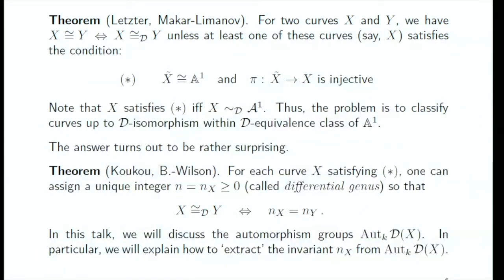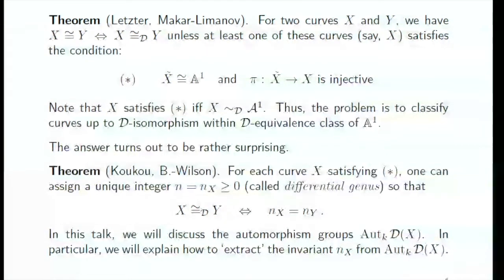Then isomorphism and differential isomorphism are equivalent notions. So two curves are differentially isomorphic if and only if they are isomorphic. I will explain later where this comes from, how you prove this. But this actually restricts the problem of differential isomorphism, for all curves, just to curves in this specific class. And notice, if you compare this theorem to the previous one, you can say that this class of curves are exactly those curves which are differentially equivalent to A1. Sorry, this is supposed to be B. So this is the affine line.